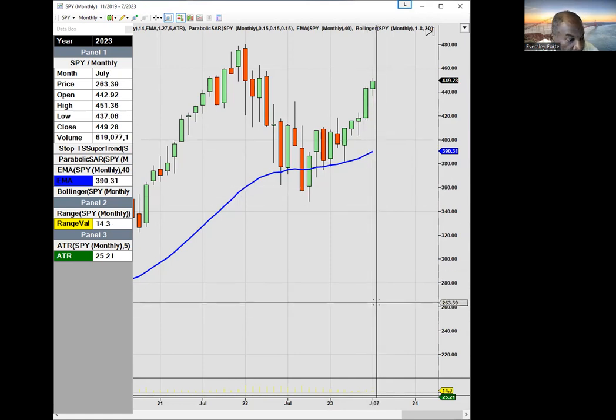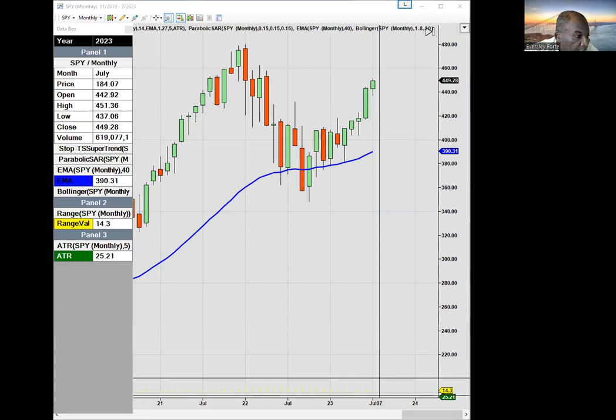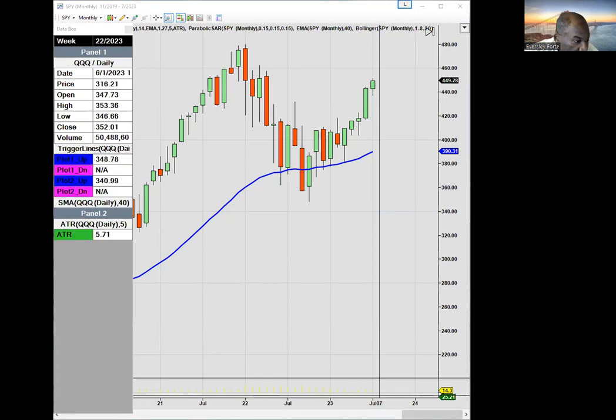So let's go ahead and get to the daily charts and the market internals. And let's take a look at one of the trades that's on the, so I'm going to switch back real quick to the handout.